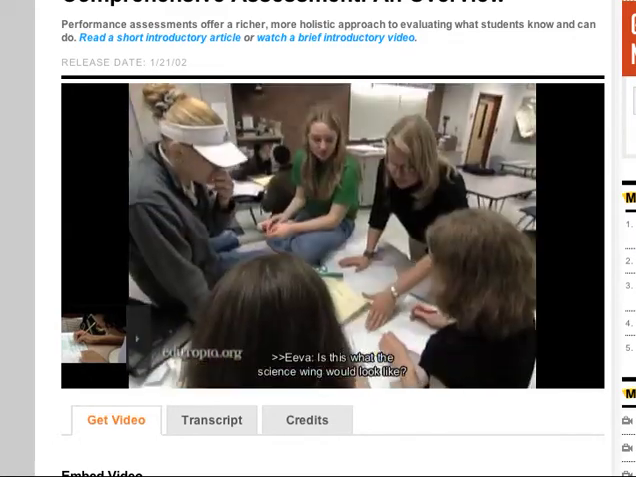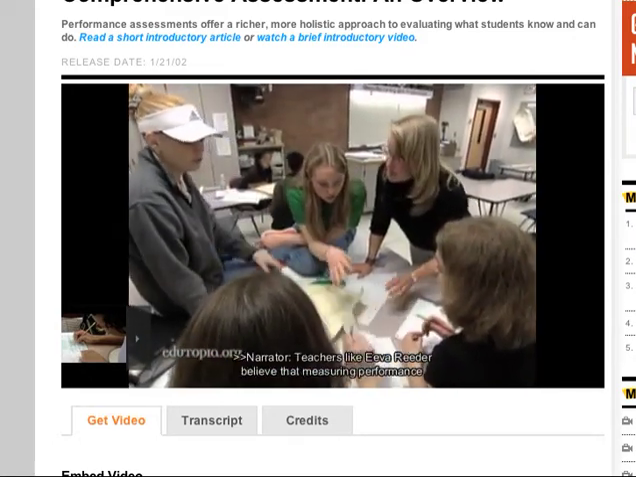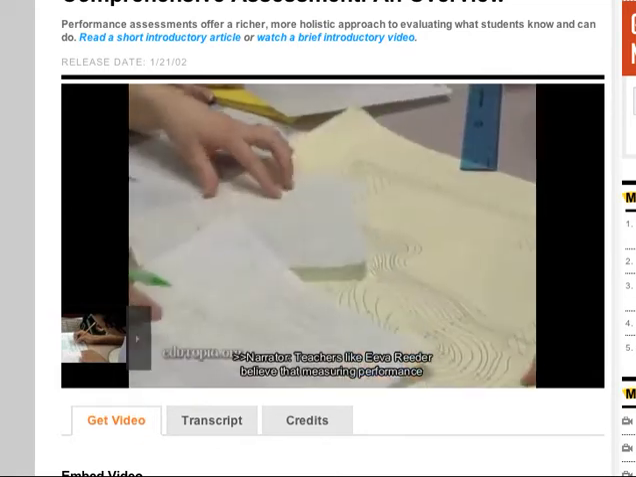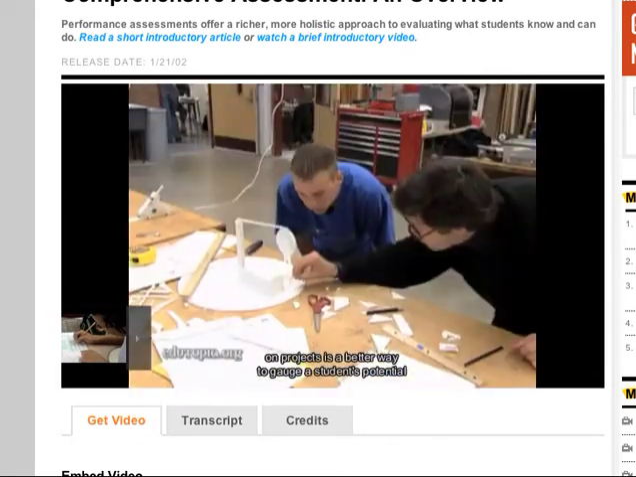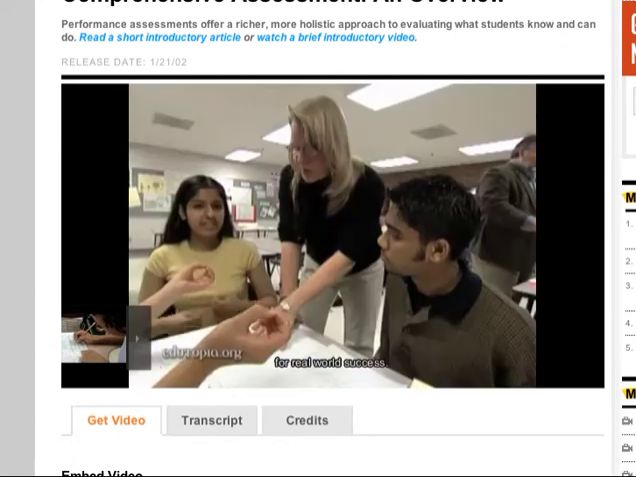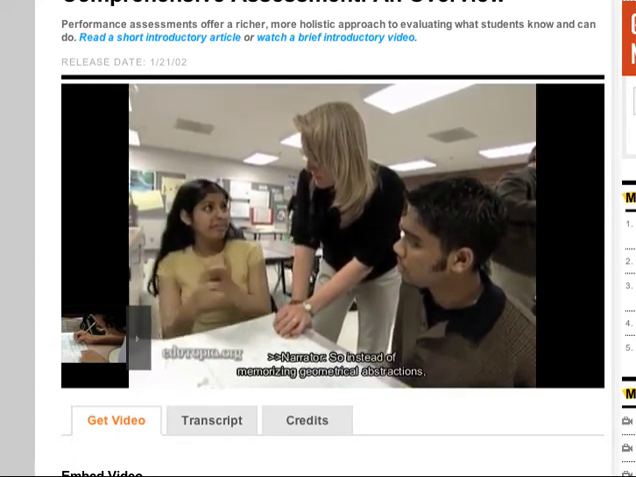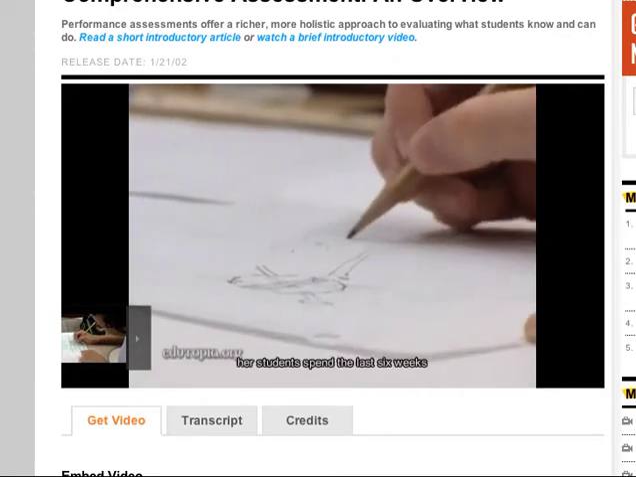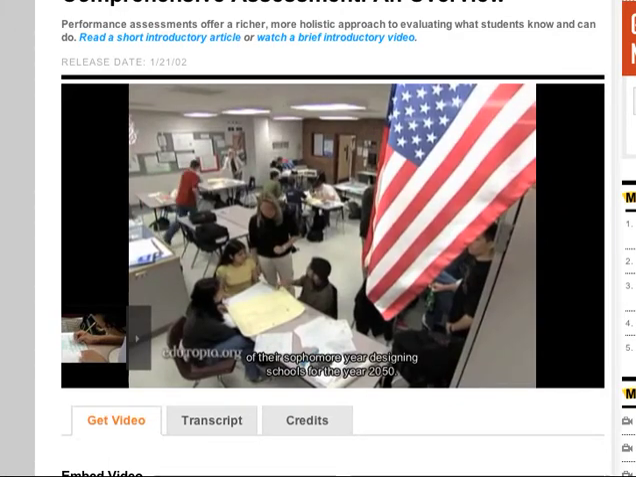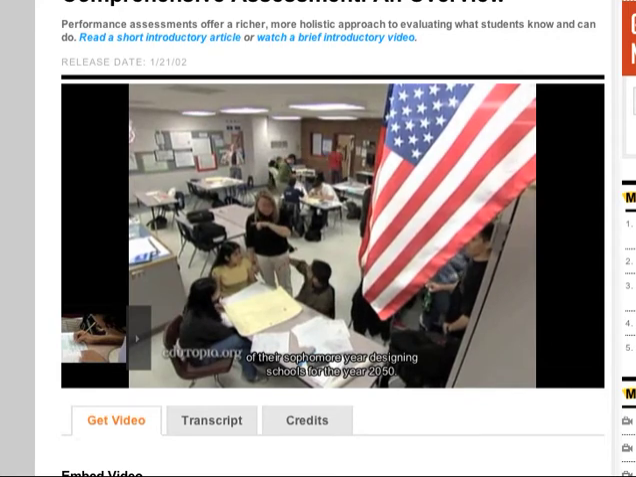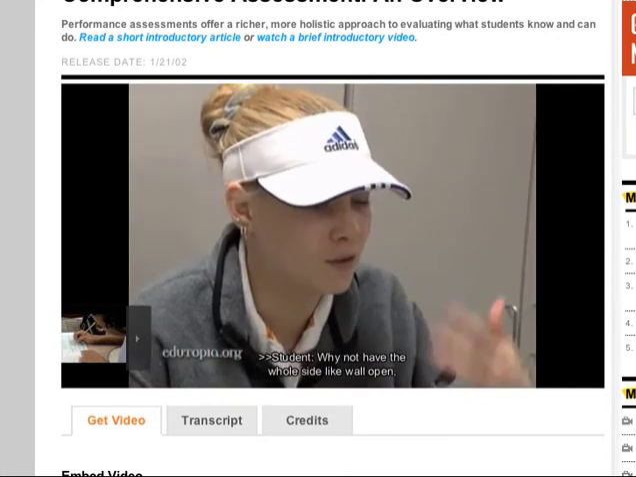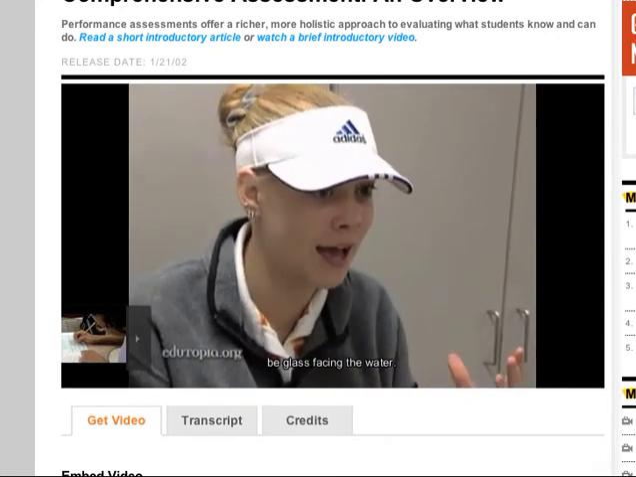Is this what the science wing would look like? Teachers like Eva Reeder believe that measuring performance on projects is a better way to gauge a student's potential for real-world success. Inviting area. So instead of memorizing geometrical abstractions, her students spend the last 6 weeks of their sophomore year designing schools for the year 2050. Why not have the whole site wall open, be glass facing the water?